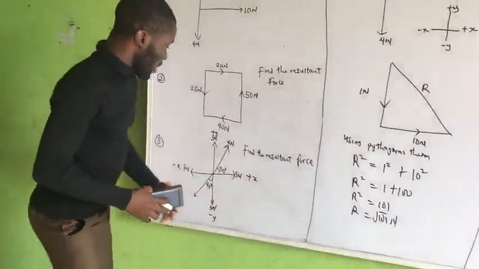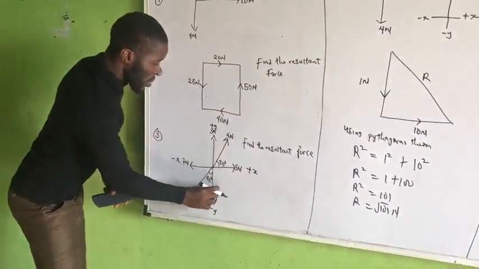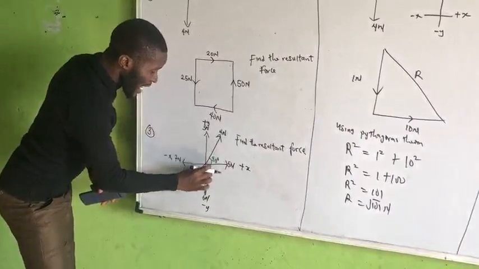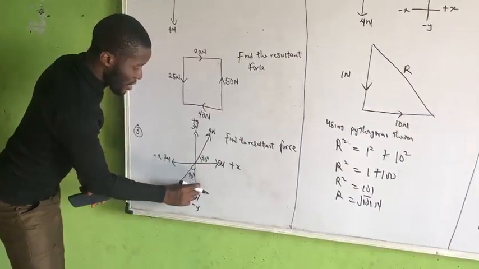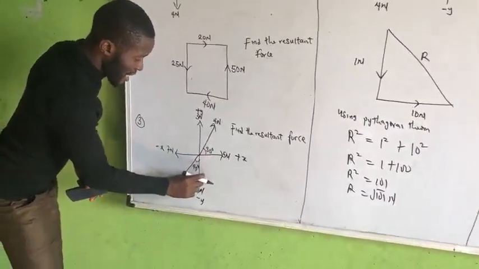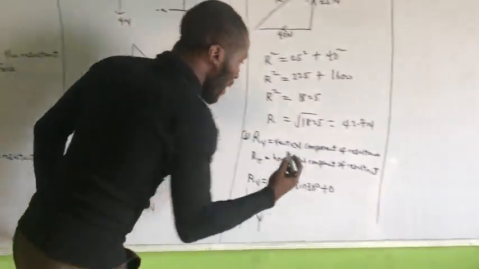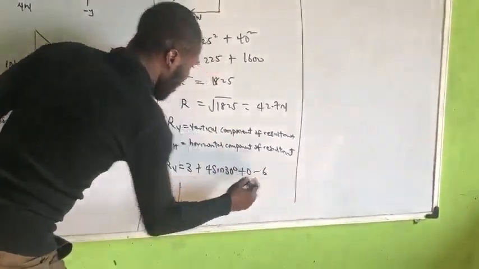Now we move from there to 6. But for 6, now we are on the negative y-axis. The 6 is standing alone and is placed on the vertical, so it will be minus 6. Minus means the negative y-axis, minus 6.